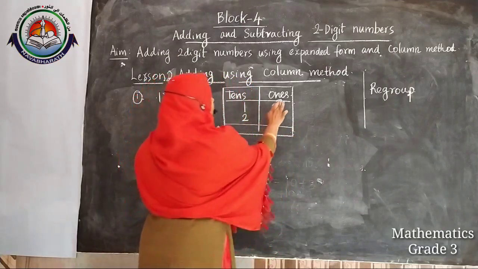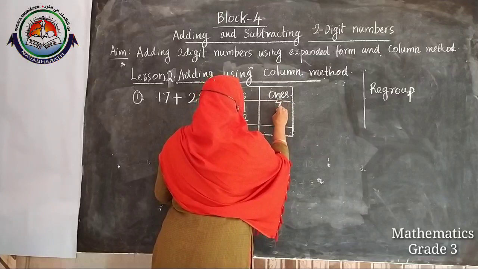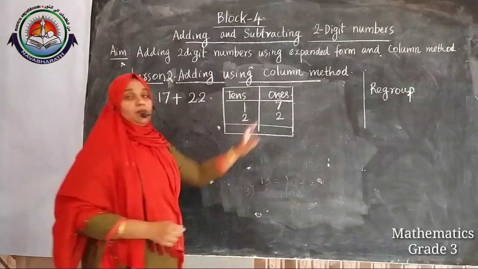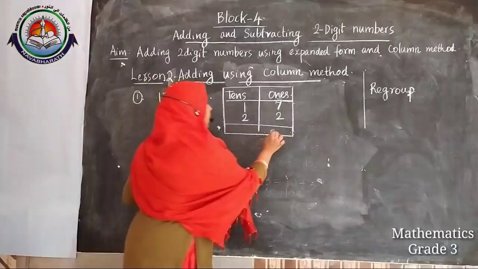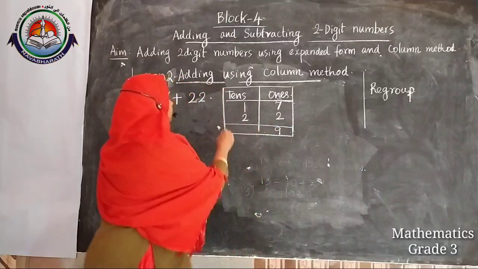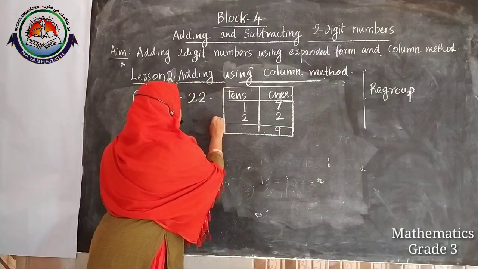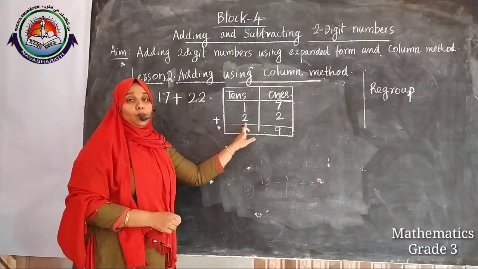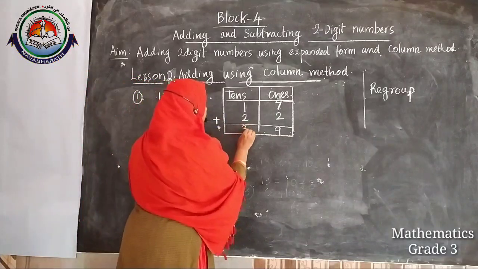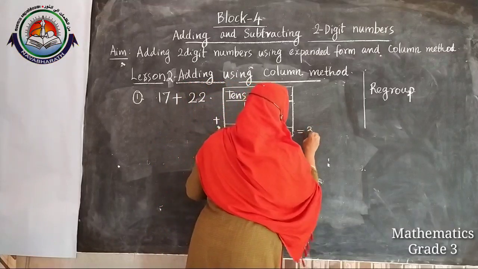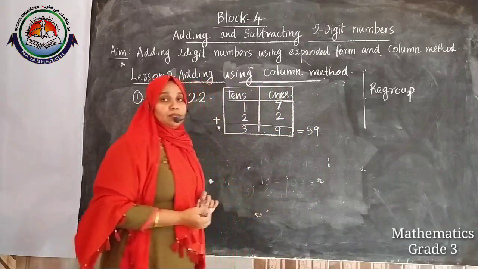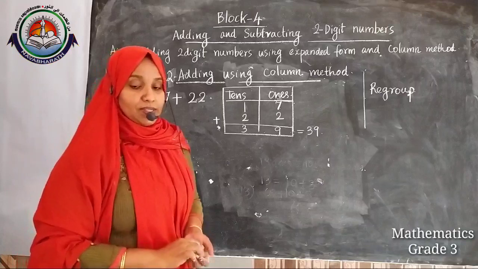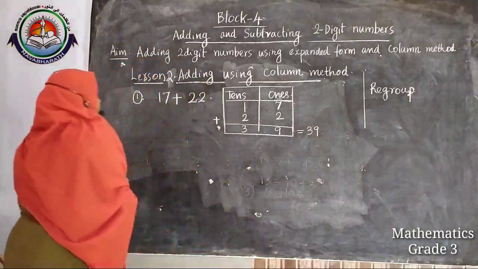What is 7 plus 2? It's 9. Put the plus sign here. Then what is 1 plus 2? It is 3. So our answer is 39. Is it easy? Yes. We can do one more example.